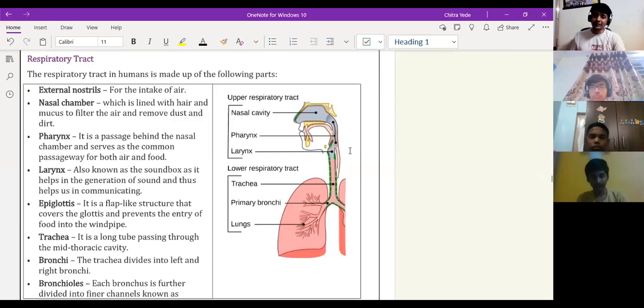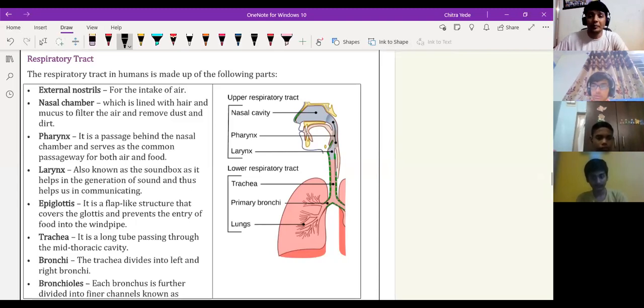Is the screen visible, everyone? Yes, sir.